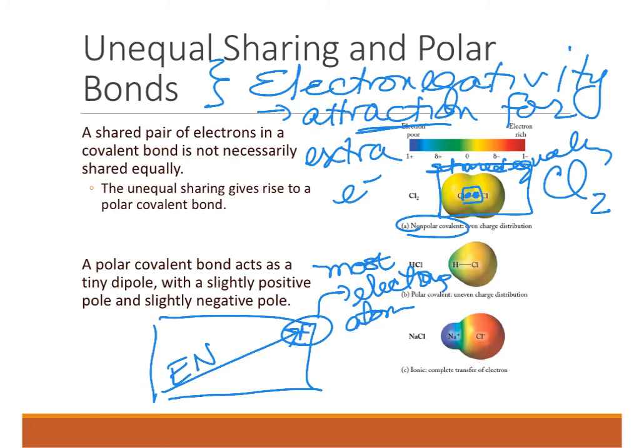Now let's look at a covalent bond that has different elements involved. So let's say HCl. HCl still has a single bond between the hydrogen and chlorine atom, which means they share two valence electrons between them. However, they do not share equally because hydrogen and chlorine have vastly different electronegativities.